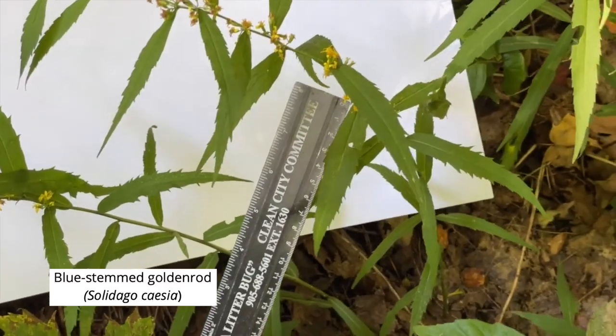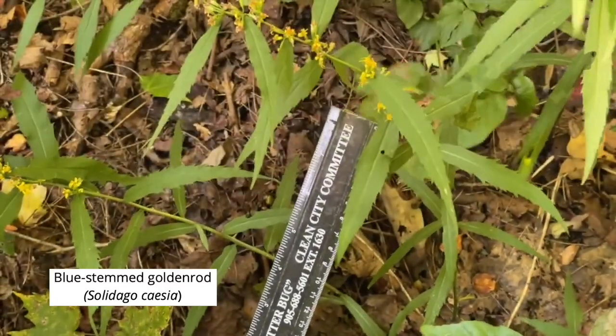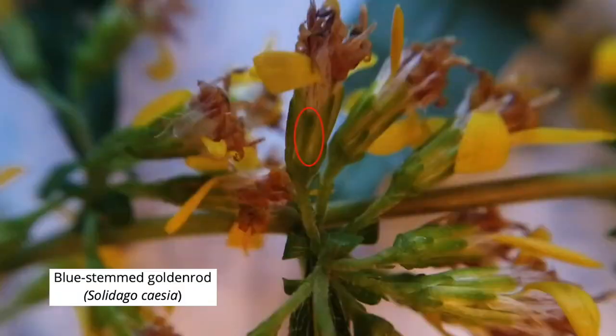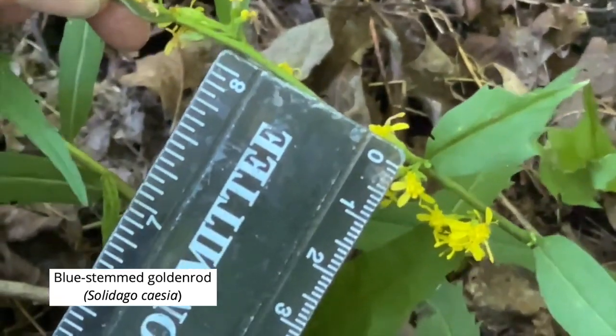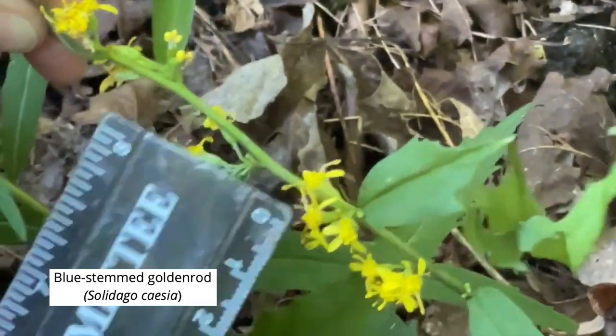The blue stem goldenrod has linear toothed leaves. Notice the phyllaries have a dark chlorophyllous zone and there is this distinct white spine. It is common in woodlands and dry forests.